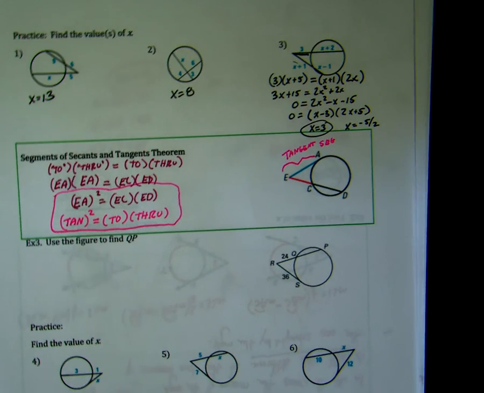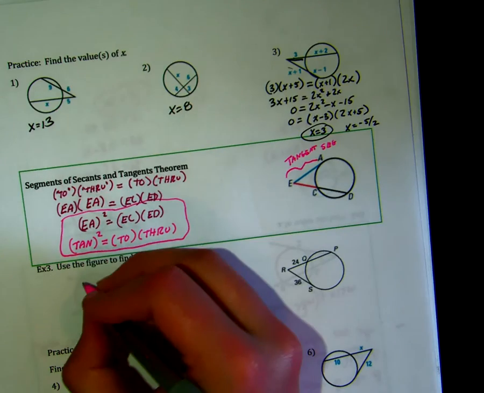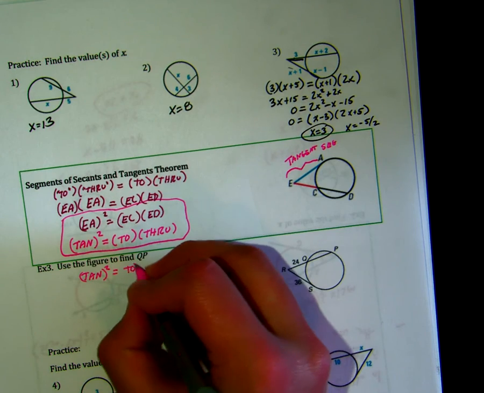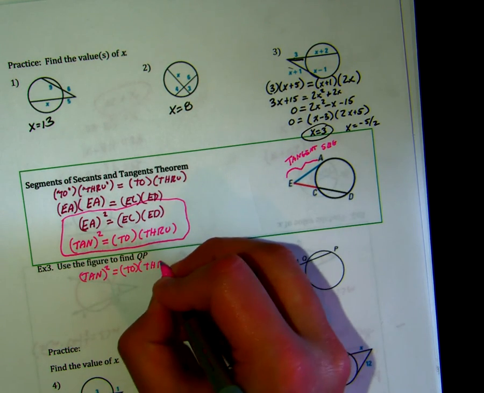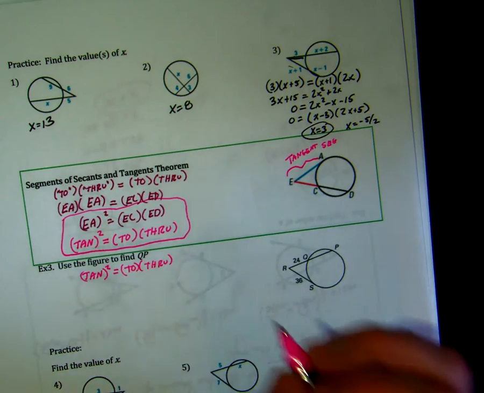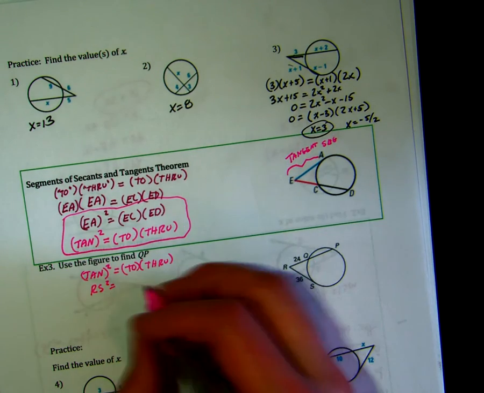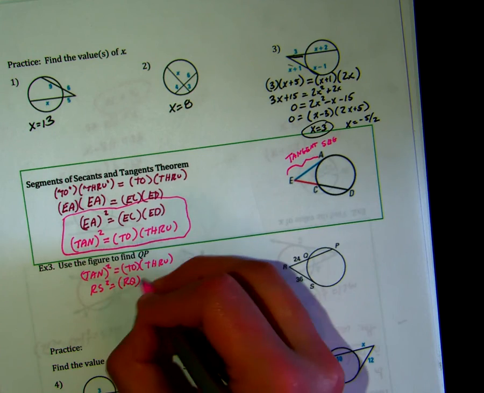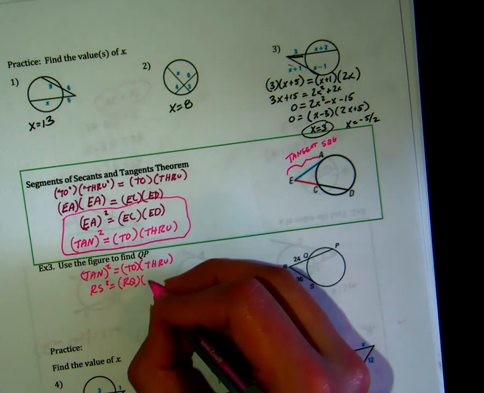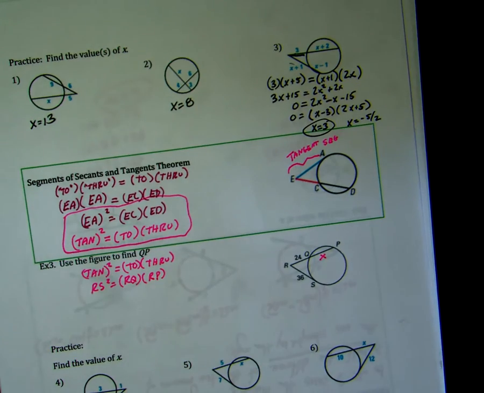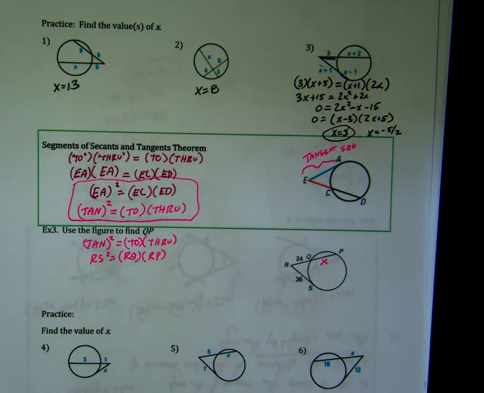So quickly an example here. The tangent piece squared is equal to the circle times through the circle. So we have RS squared. To the circle is RQ. All the way through is from R to P. QP is the part that we're trying to find, so that's going to be our variable here, x.